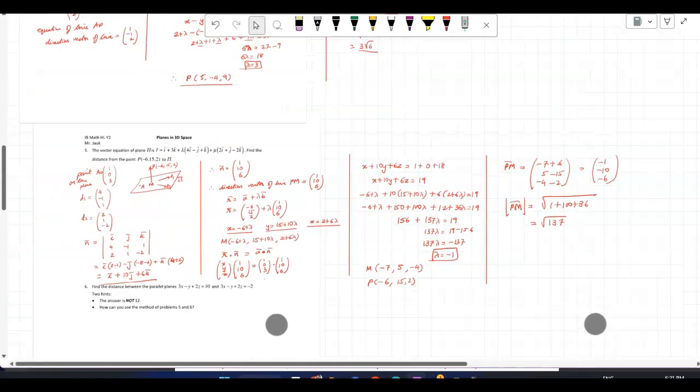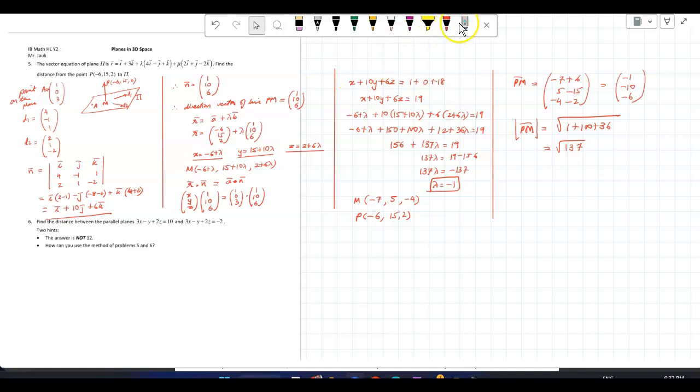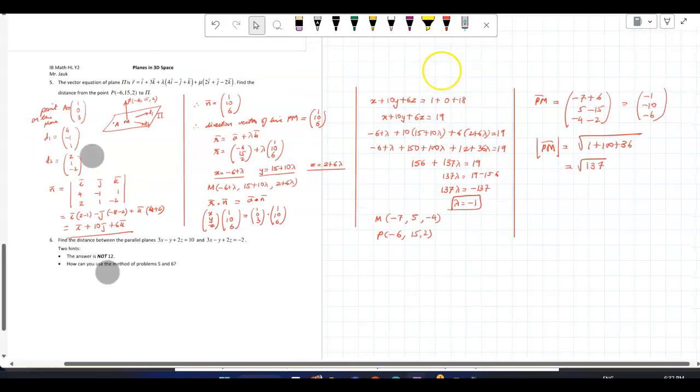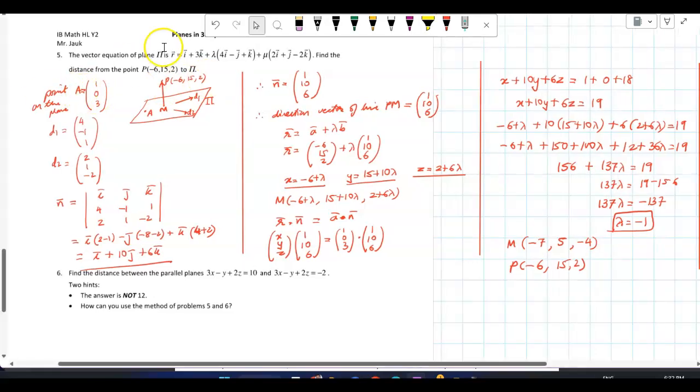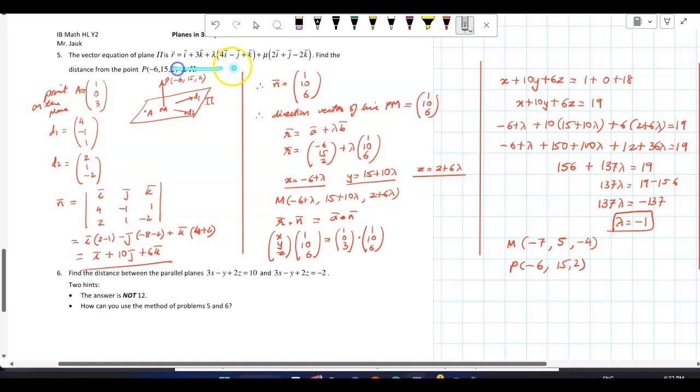Quite intense. A lot of things happen. We have to find the minimum distance between a point and a plane. Now they've given you the equation of a plane in vector form, so it's always better to get the Cartesian form.